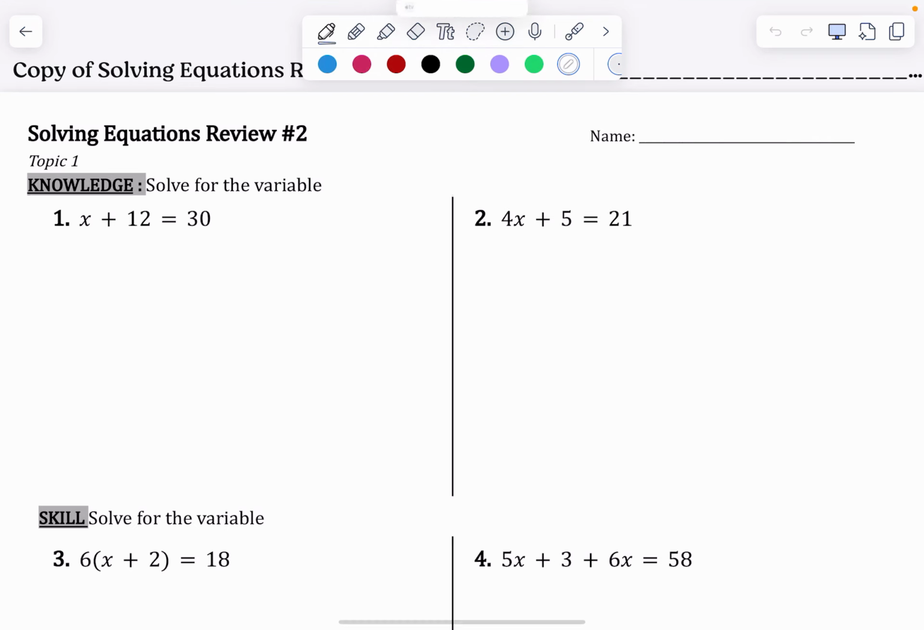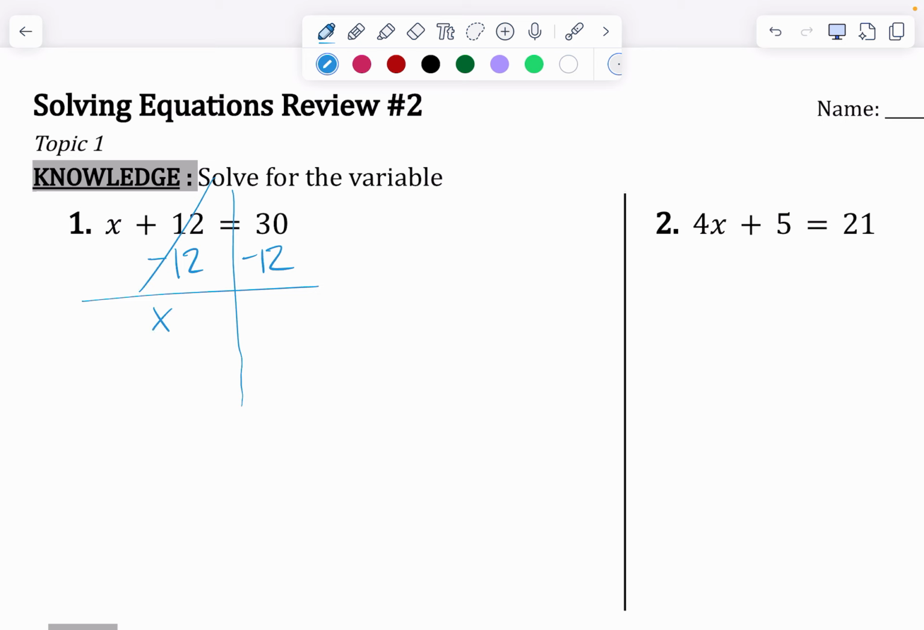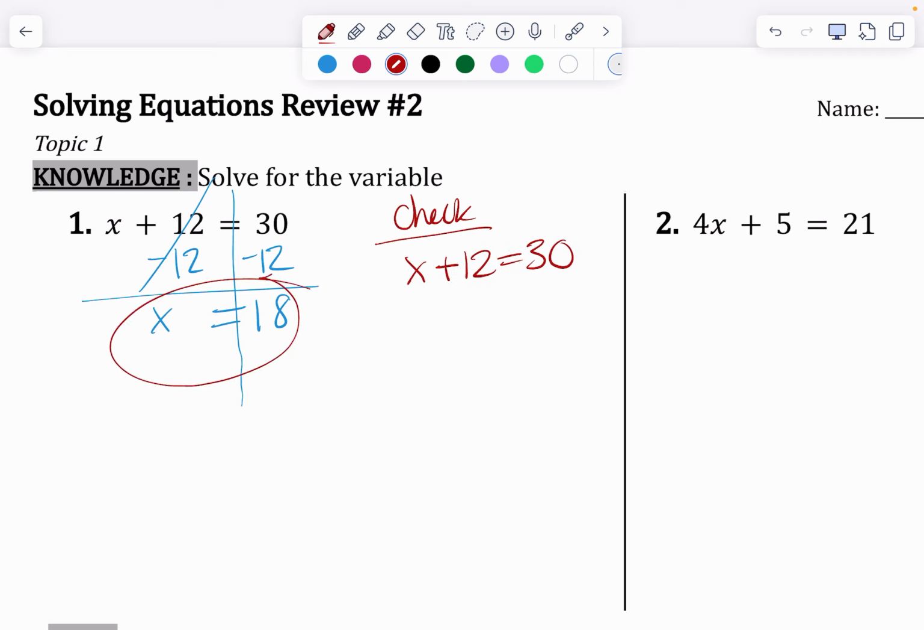Equations review number 2. All right, the first thing I want to do is get x by itself. It's being added by 12. First thing I want to do is subtract 12 to both sides. I'm left with x is equal to 18. Now I could check my work by using the original equation that I had, x plus 12 equals 30. What I found for x is what I'm going to plug in. 18 plus 12. Does that give me 30? It gives me 30.